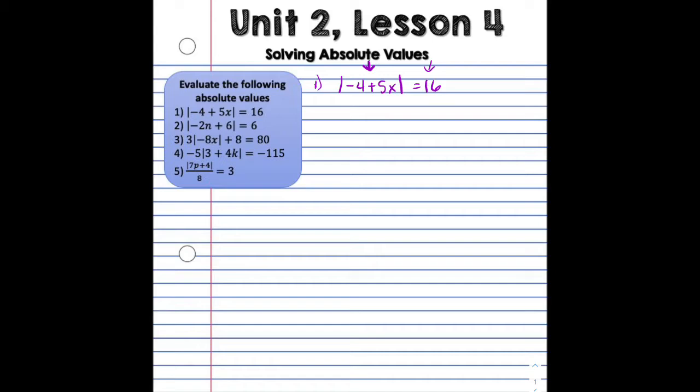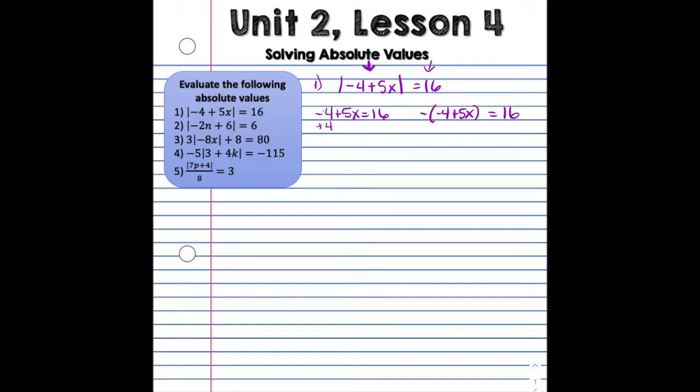So I have to think about this in 2 ways. I have to think, well, negative 4 plus 5x can equal 16, or the opposite of negative 4 plus 5x, or the negative of negative 4 plus 5x can equal 16. Okay, so then I can just solve. I have 2 things I can solve for x.